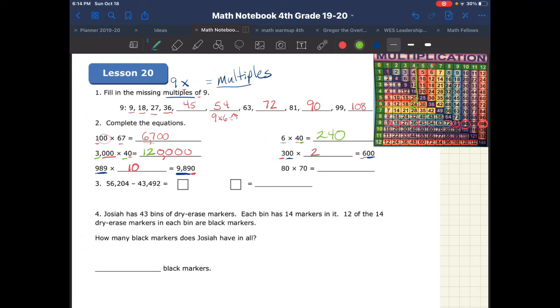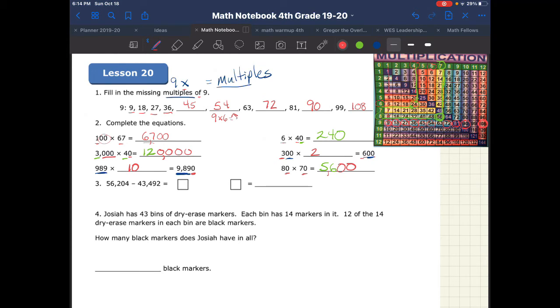Okay, 8 times 7. Let's see. What is 8 times 7? I'm going to find my 8. I'm going to go all the way over. And I'm going to find my 7, come down. And where they meet, that 8 and the 7, they meet here at 56. So 8 times 7 is 56. I've got a 0 in each of the two factors, so we're going to place 2 extra zeros, 5,600.